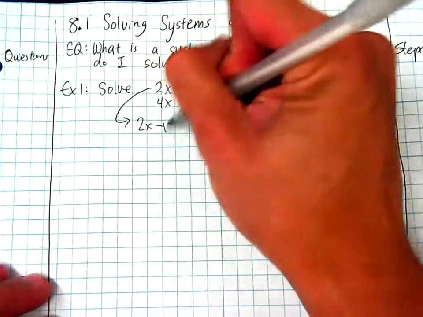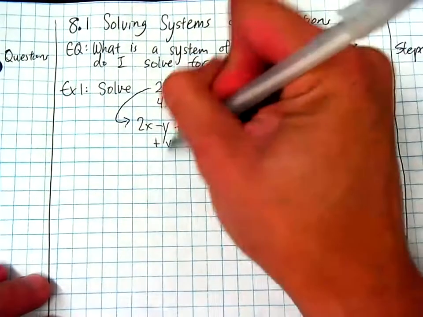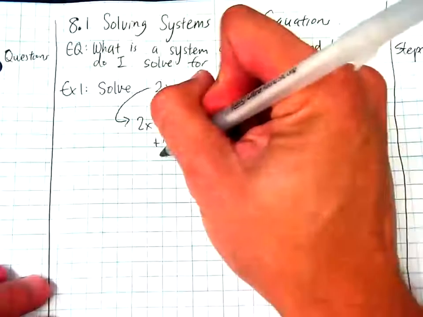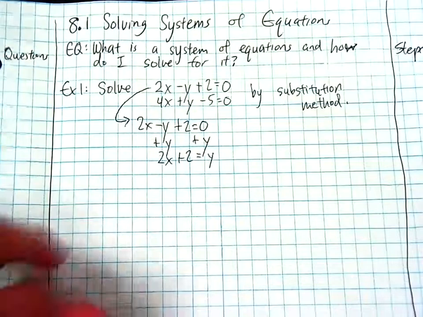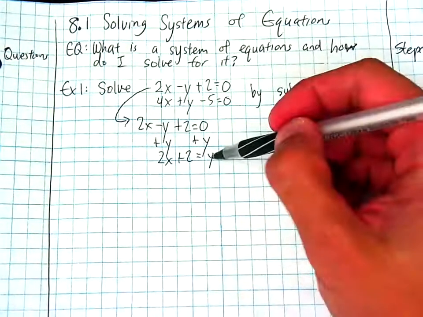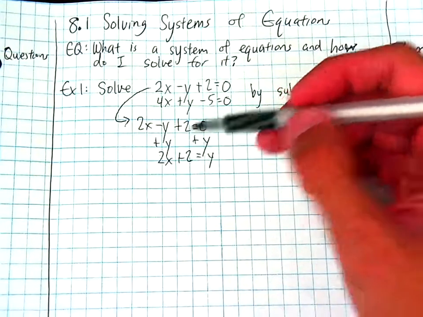So 2x minus y plus 2 equals 0. I'm going to add y to both sides. And then I'll have 2x plus 2 equals y. Okay, so now I know y is the same thing as 2x plus 2. So every time I see y, I should be able to plug it in.